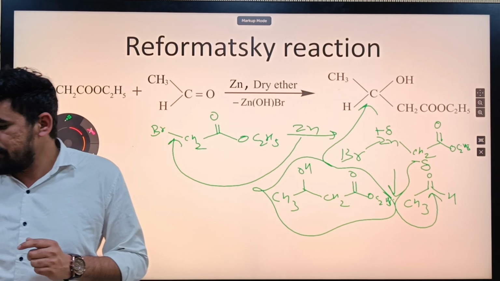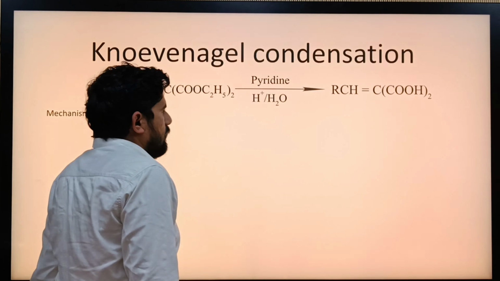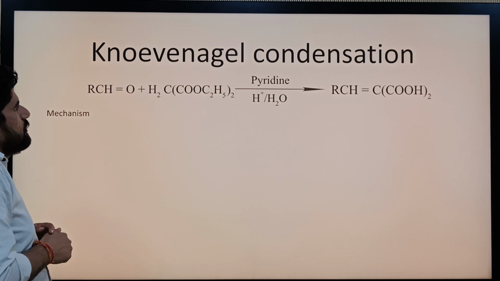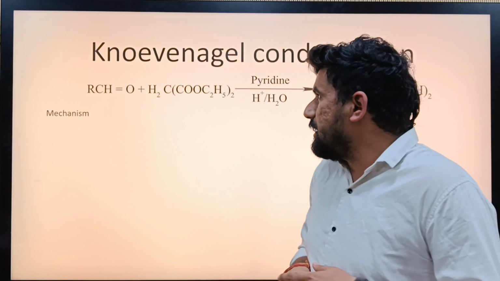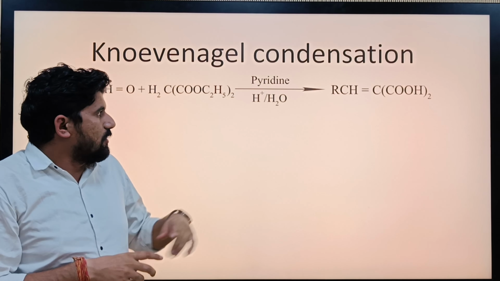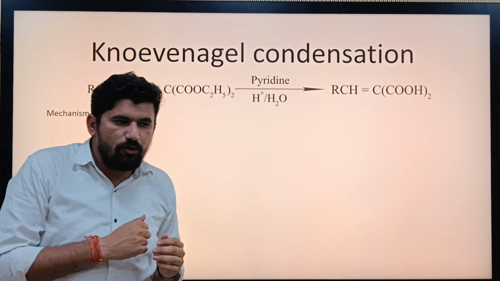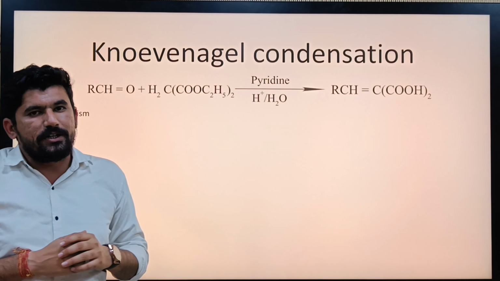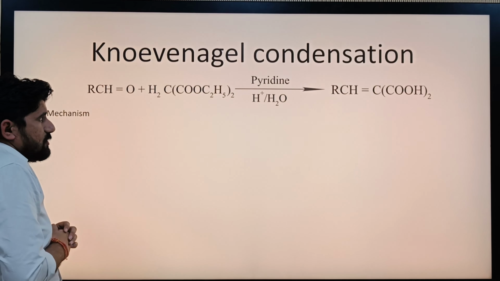Let's move further. Another reaction. This is the Knoevenagel condensation reaction. This is the last reaction we discuss. So in Knoevenagel condensation we have an aldehyde group and an active methylene group. In the presence of pyridine, which is a weak base, pyridine extracts a proton from the active methylene group, and the active methylene group attacks on the aldehyde and converts into alpha beta unsaturated acid. So let's see what is the reaction behind this Knoevenagel condensation reaction.